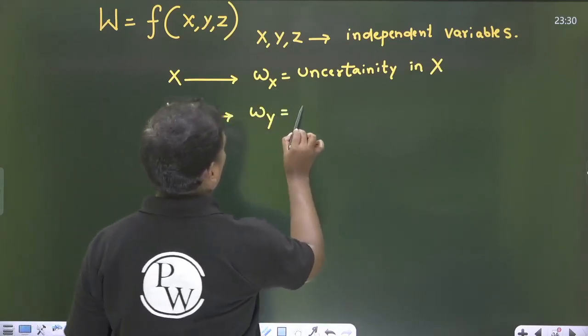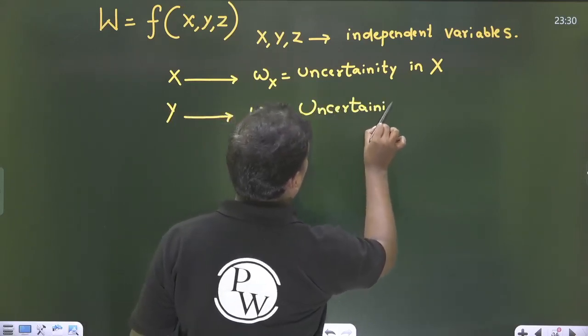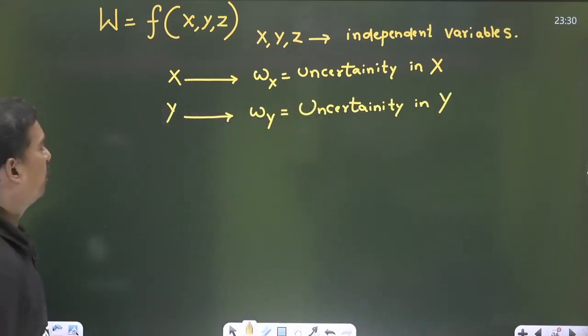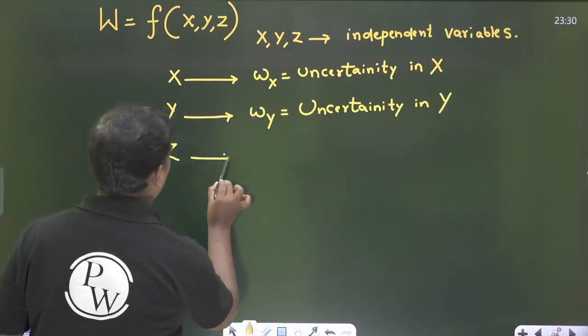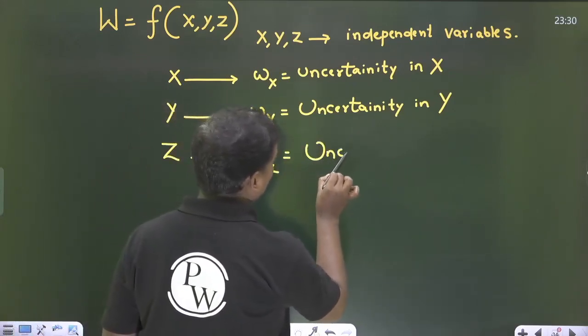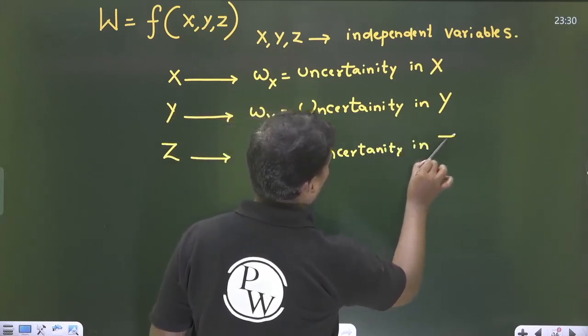Let us take the uncertainty in Y, Wy. This is a way of expressing error: uncertainty in Y. Next, Z. Z has uncertainty Wz. So this is the uncertainty in Z. These are all additive.